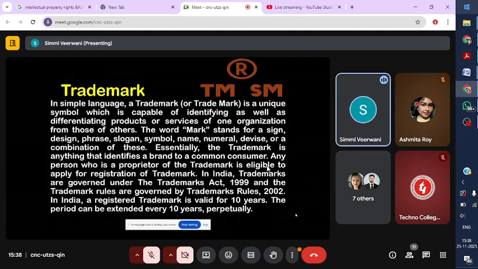It should be phonetically, structurally, and visually different from the registered trademarks. Non-descriptiveness: the trademark should not describe the concerned goods or services. If you are using a trademark for particular goods, it should not be describing them. But if it has an equivalent secondary meaning, then it could be registered. Like the brand name Apple.